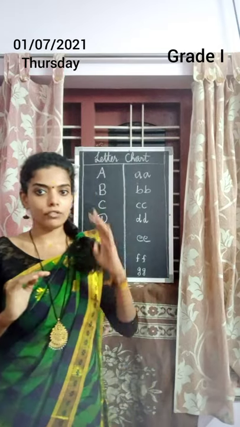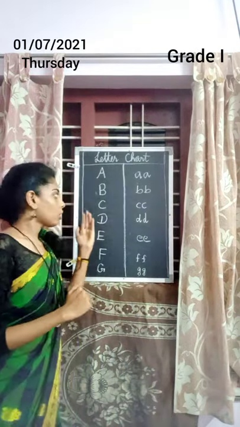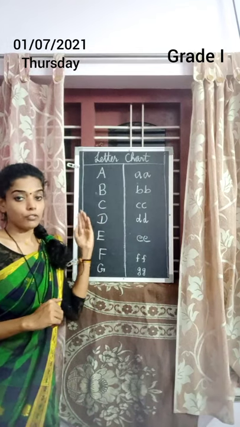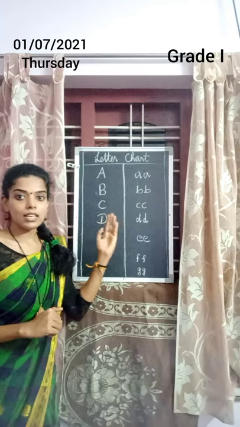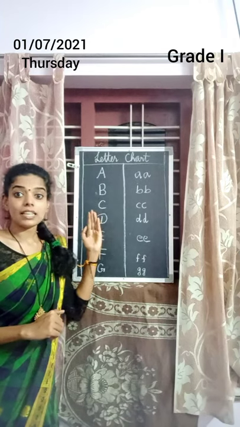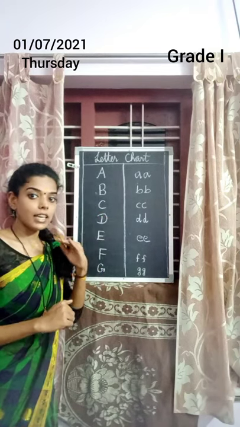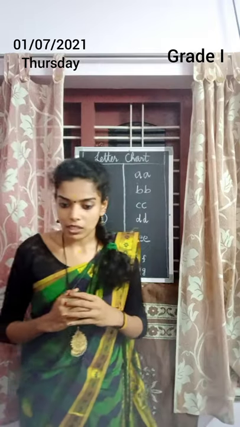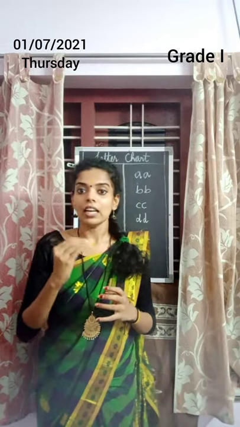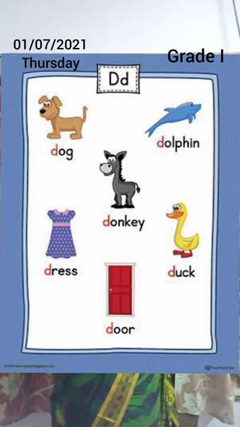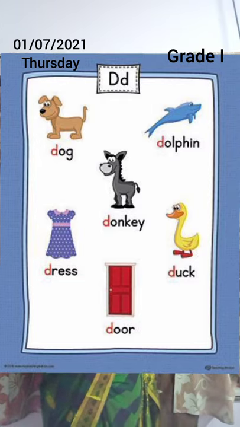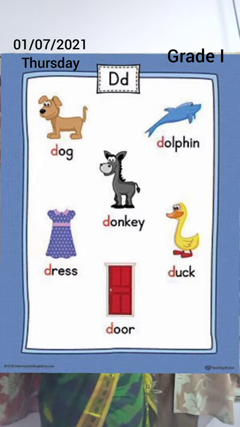So let's move to the fourth alphabet. The fourth one is D. The sound of D is D. So the examples are dog. D-O-G. Dog. Dolphin. D-O-L-P-H-I-N.